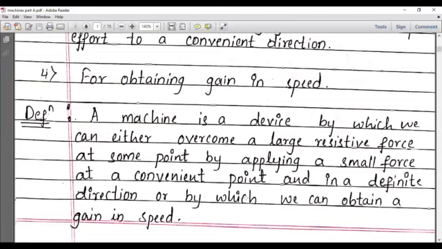In the case of a scissor, what happens? There will be gain in speed. The distance moved by the effort will be less, but the distance moved by the load will be more. We know that the effort is more than the load, but still, what is happening here? We are overcoming that load and we are cutting the cloth.